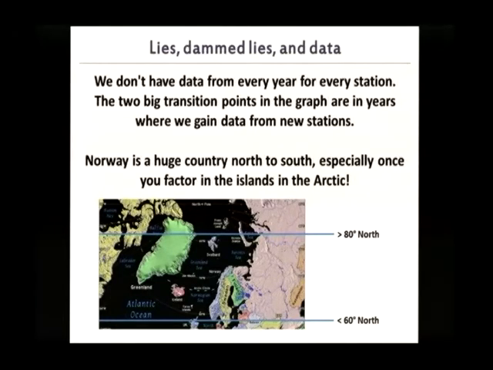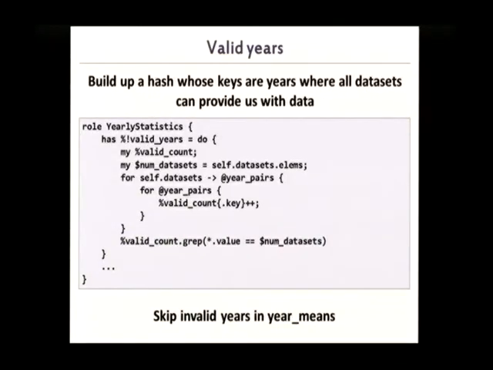What they did in the end was find the valid years. And just a cute little idiom here: you can put an initializer on an attribute and it will run after all the rest of the object construction is done, if you haven't otherwise initialized it. So I just do a do, and all I'm doing here, you can see, is getting the number of data sets, counting how many data sets have a measurement for each of the years, and then grepping out those where we counted the number of data sets for the year. You might be able to find a cuter way to do that in Perl 6, but that at least is a fairly boring way of doing it, and it works.